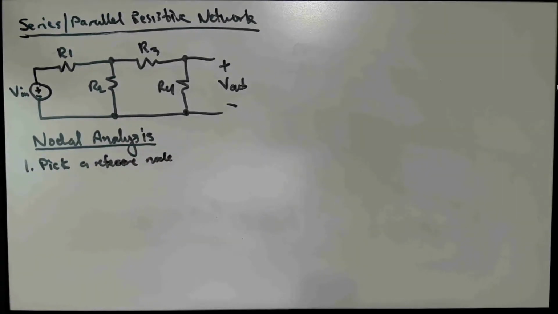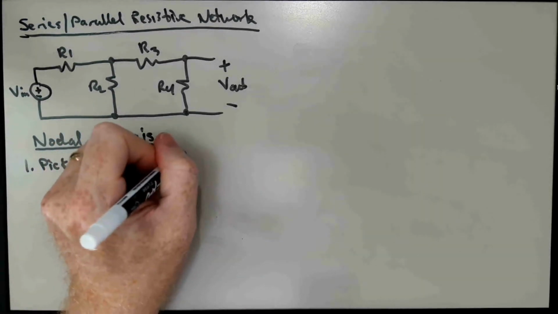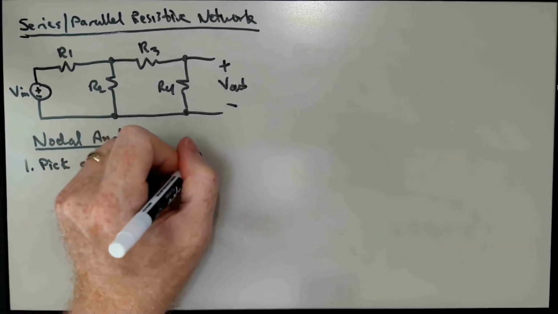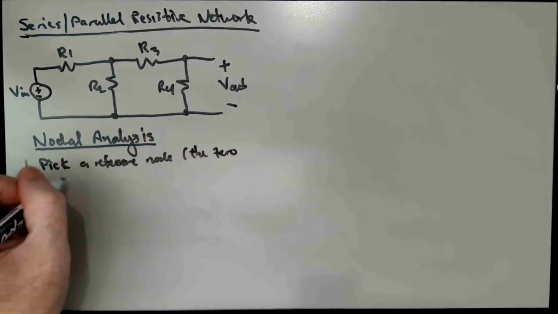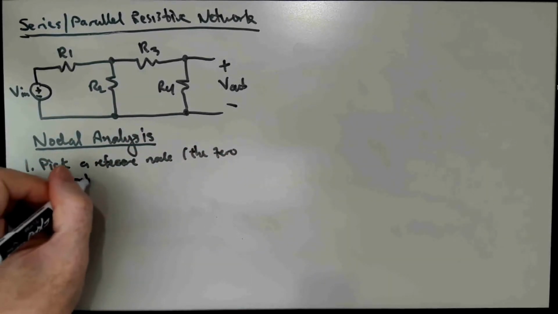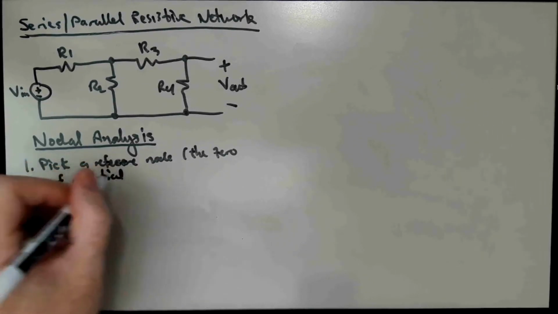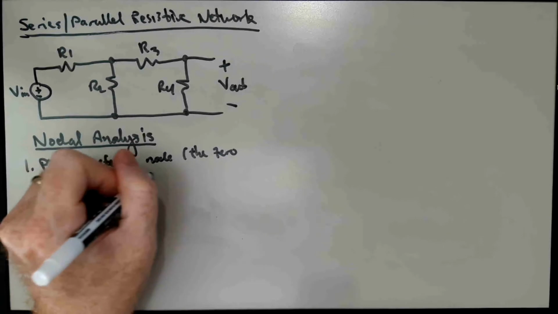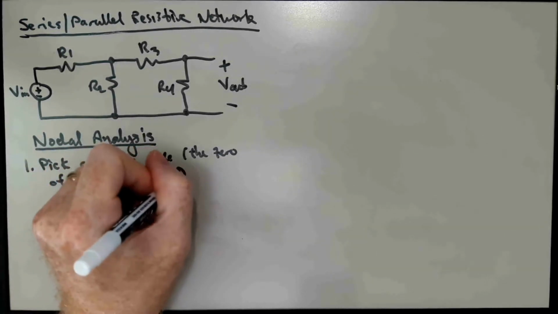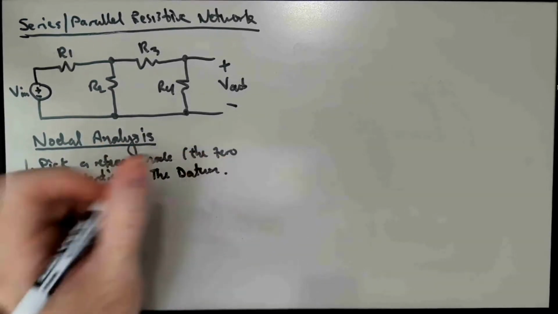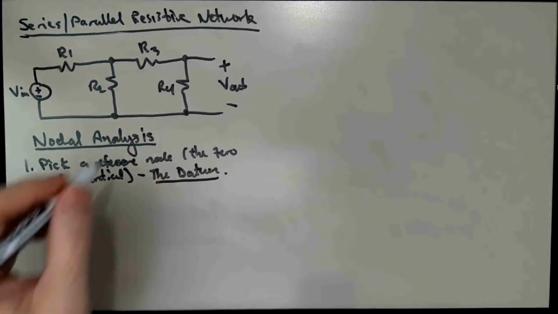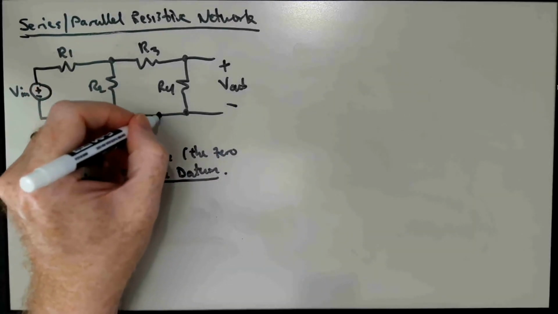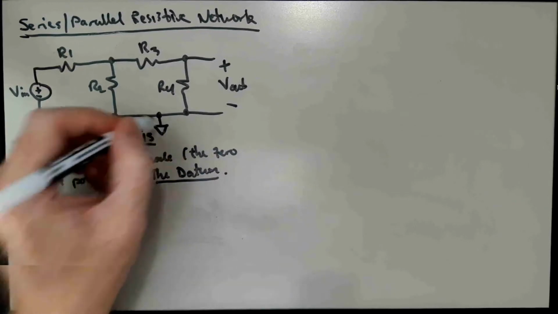And that is going to serve as the zero of potential. And this is what we often do when we think about measuring things all relative to, let's say, the ground rail. And that node is sometimes called the datum. And we denote it usually by attaching a little ground symbol to that node.